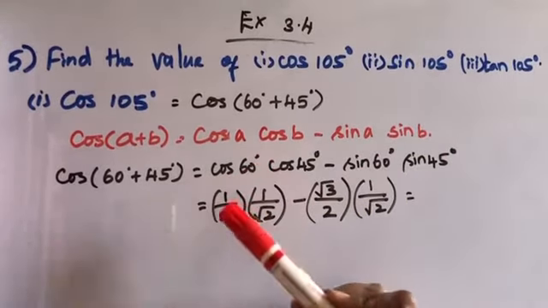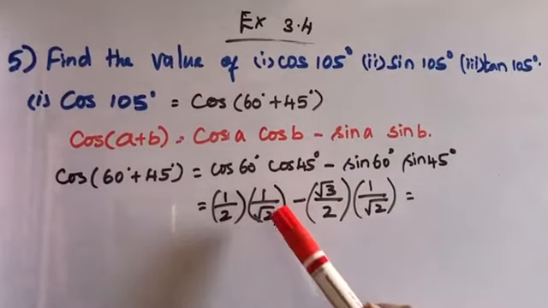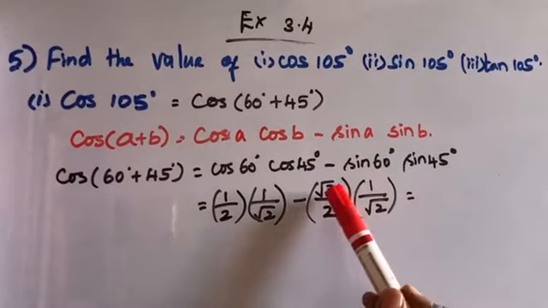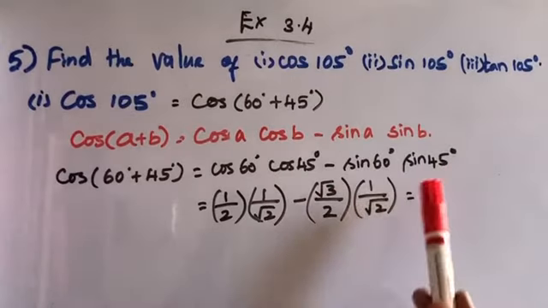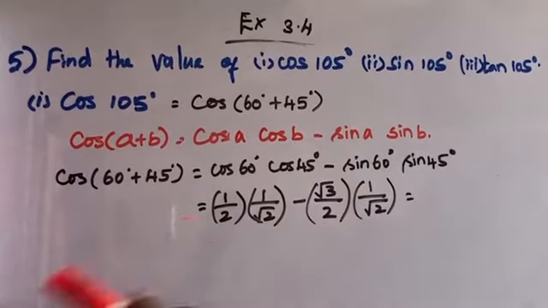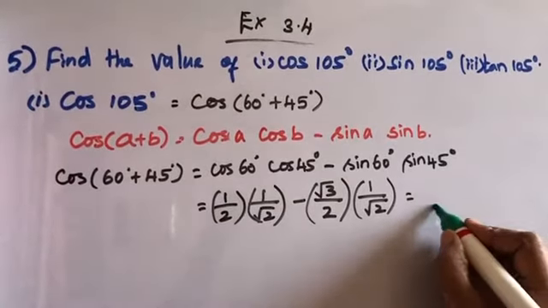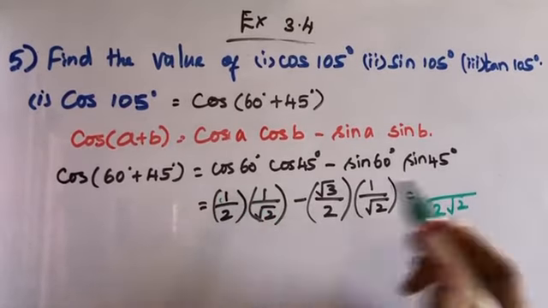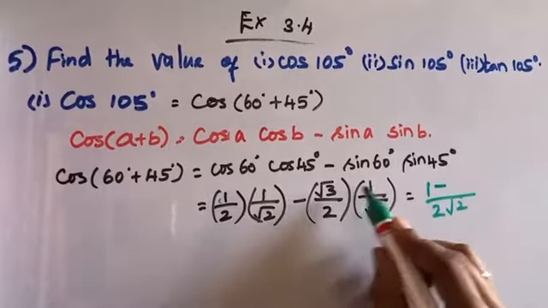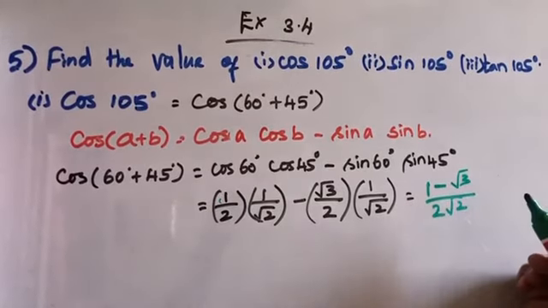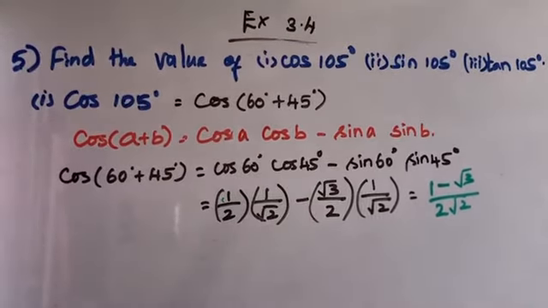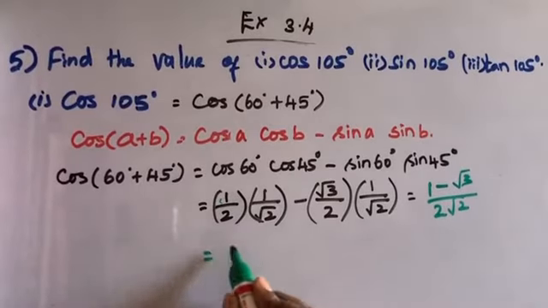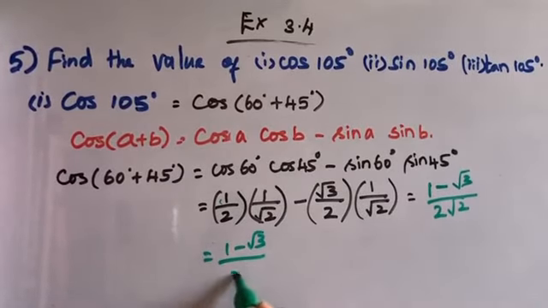What is cos 60? 1 by 2. Cos 45 is 1 by root 2. Sin 60 is root 3 by 2. Sin 45 is 1 by root 2. Here in the two terms, the denominator is 2 root 2. And in the numerator, 1 into 1, it is 1, minus root 3 into 1, it is root 3. So, 1 minus root 3 divided by 2 root 2.